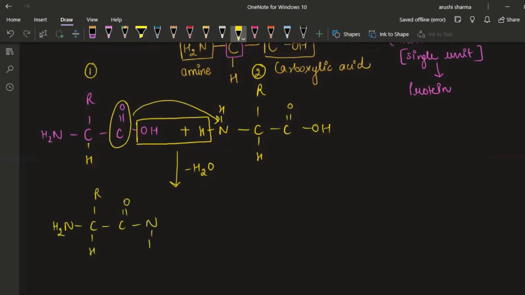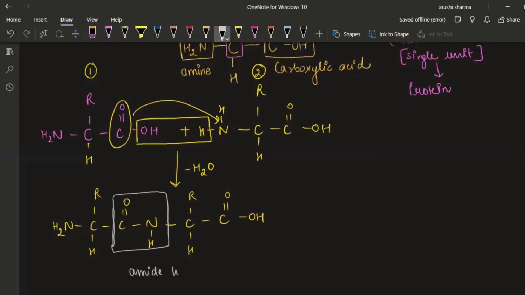Do they cancel each other out, the CO2, H2O? Yes, yes. So that is going to be eliminated. And this linkage, this C double bond O, NH linkage here, is called the amide linkage, or you can also call it the peptide linkage. And these peptide linkages are what make your proteins, basically.